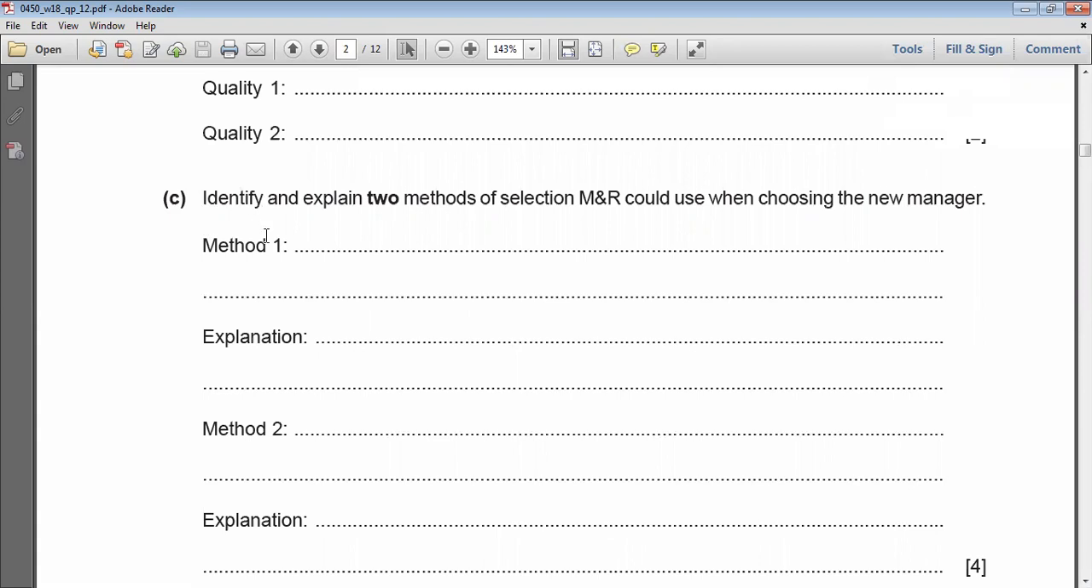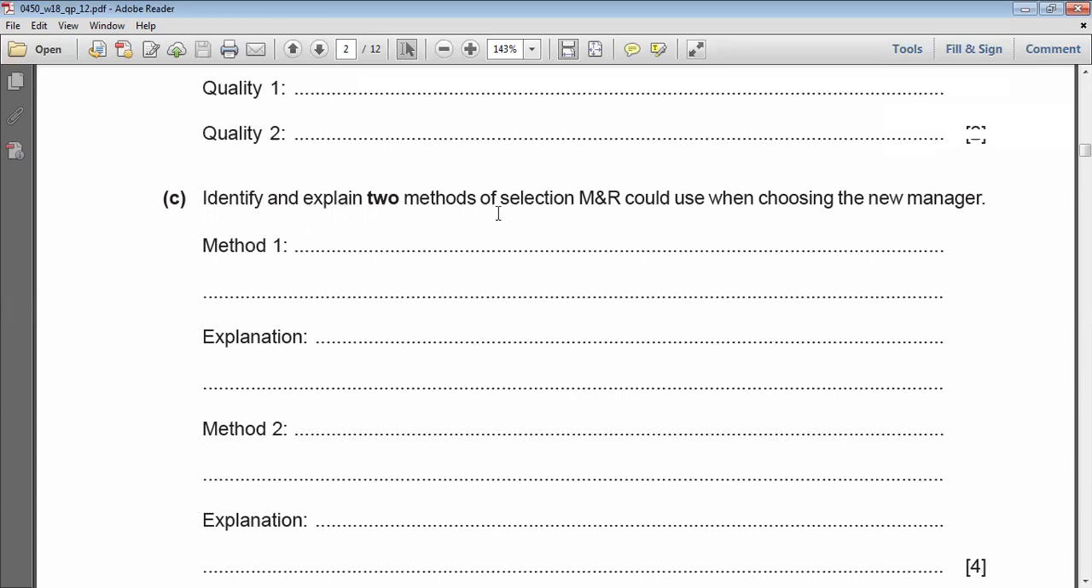Identify is short. Remember, if you hear the word identify, it is short. Method 1 is an identify. Method 2, another identify, short. Explain is a little bit longer. If you hear the word explain, it has to be longer. So identify and explain 2 methods of selection that M&R could use when choosing the new manager.